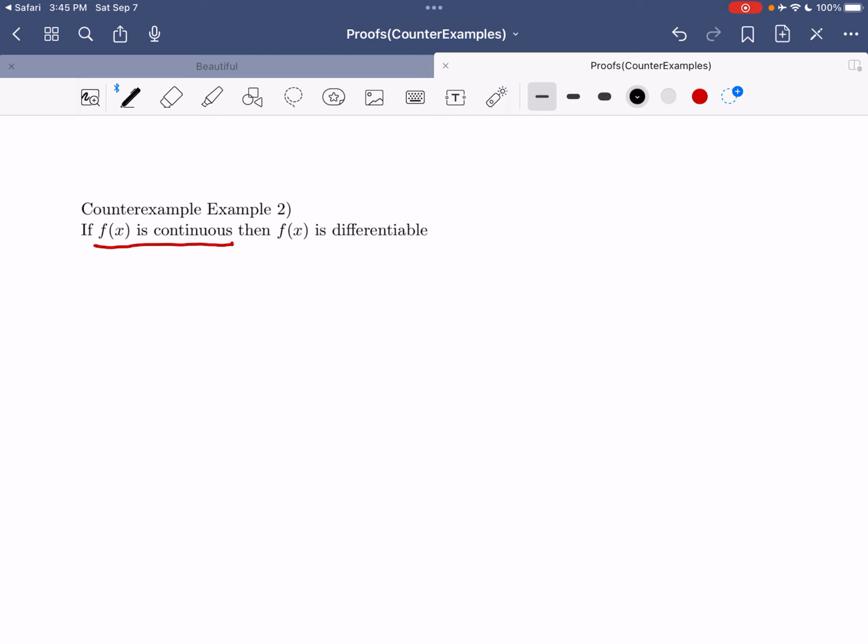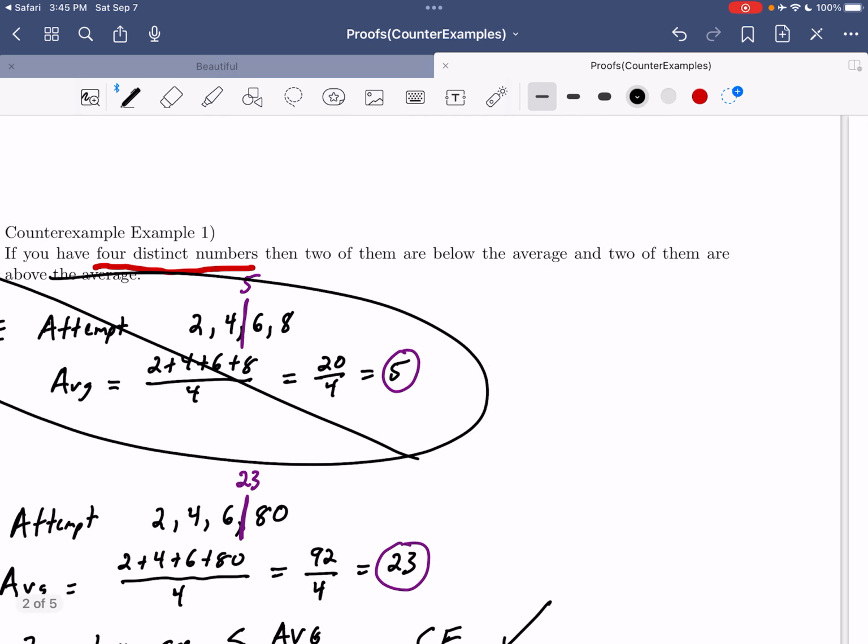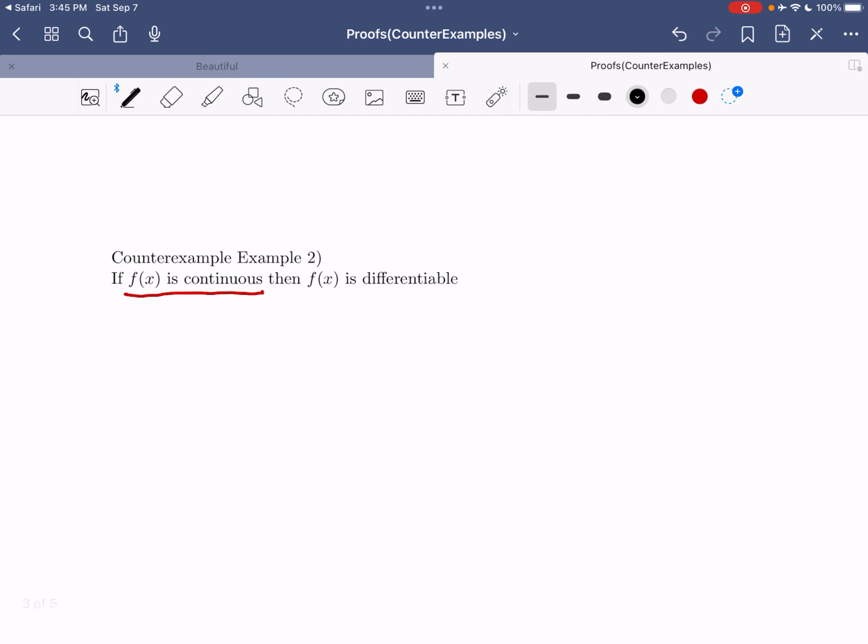Now, this one is a lot more mathematically written. I just want to go back quickly to the other one. The other one was written out a lot more in English, and so it was very clear that our goal was to have one where it wasn't 2 below the average and 2 above the average. Sometimes when it's written a little more mathematically, keep in mind we can make a little note of what we want. We want f of x continuous. So we want to follow that assumption, but f of x not differentiable.